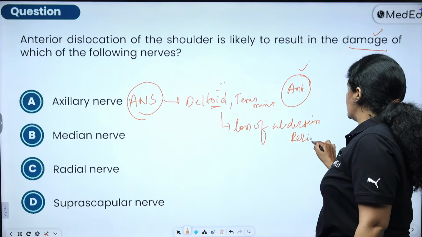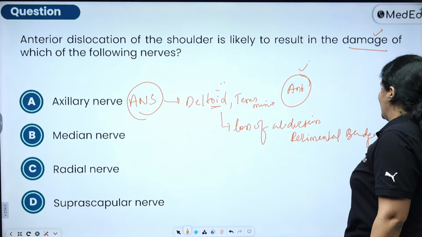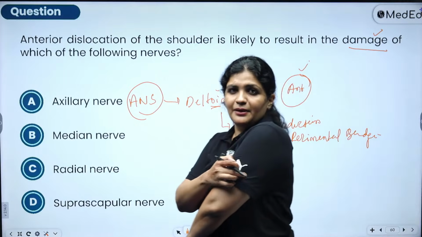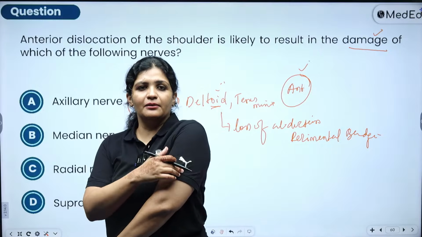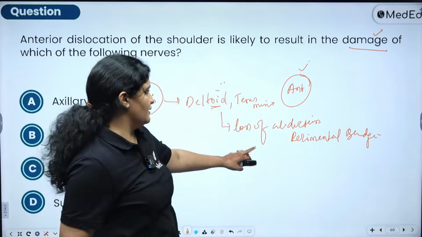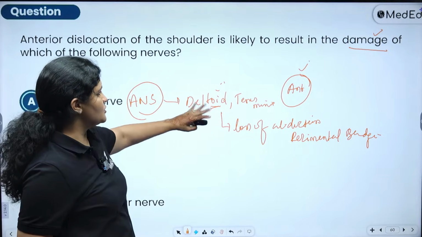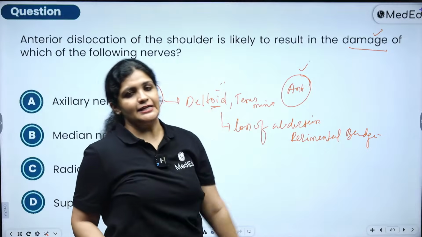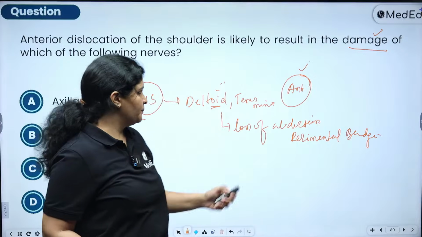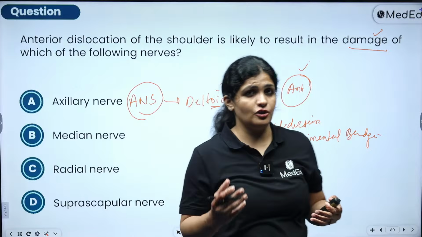Here there is a loss of sensation over this particular area, where a small patch of anesthesia is seen. The soldiers are given badges to put here, so this is called the regimental badge area, and there is a loss of sensation in case of axillary nerve damage. It is mainly responsible for abduction, and there will be loss of sensation in the patch. So that is the axillary nerve damage whenever there is an anterior dislocation of shoulder.